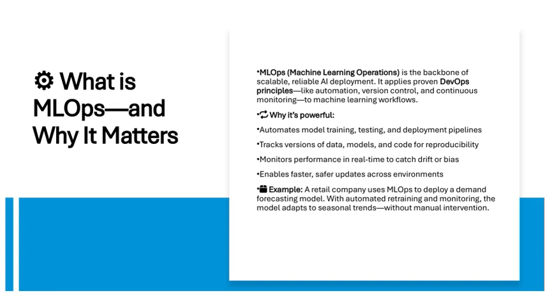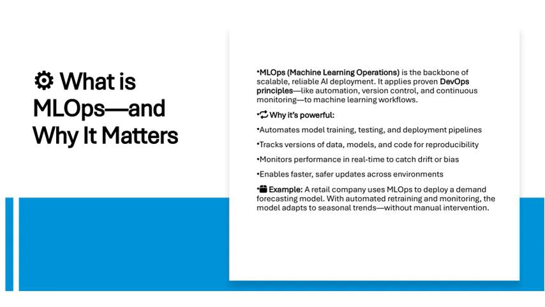Now, the power of MLOps lies in a few key areas. First, it automates the entire process of training, testing, and deploying models, which means less manual effort and fewer errors. It also keeps track of different versions of data, models, and code, making sure everything is reproducible and traceable. This is crucial when you need to understand exactly how a model was developed or to troubleshoot issues.